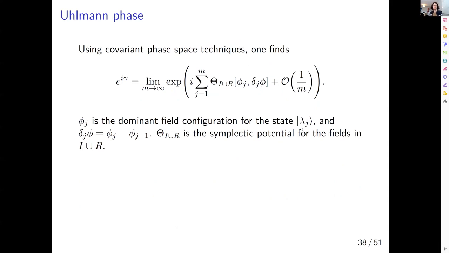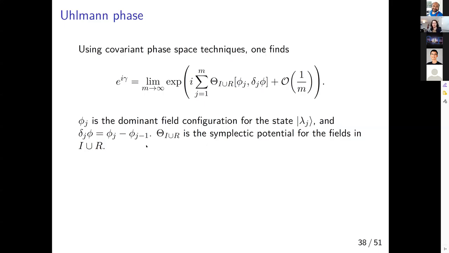So I've introduced some notation here. Phi J is the dominant field configuration for the state lambda of J. So it's the one that dominates the semi-classical path integral for the boundary conditions given by lambda of J. Delta phi is the change in field configuration. As m goes to infinity, that sum converts to an integral. This one over m piece goes away, so we just find that the Uhlmann phase itself is given by the integral around the curve of field configurations corresponding to the curve of states.